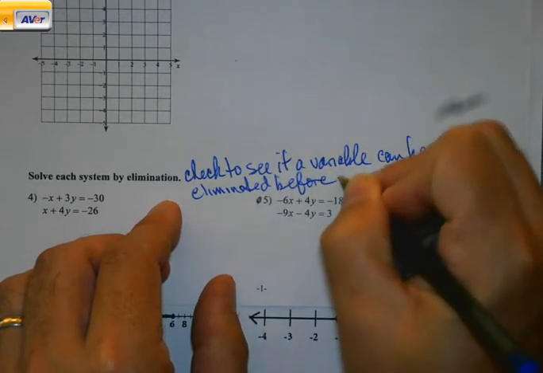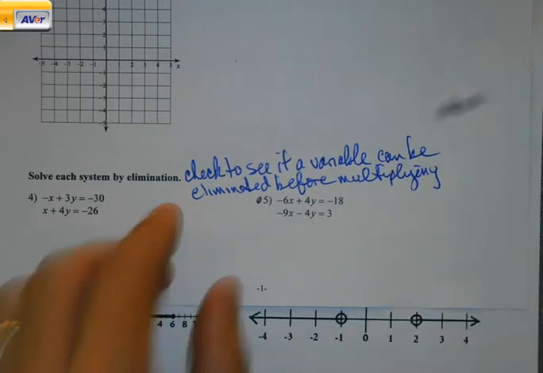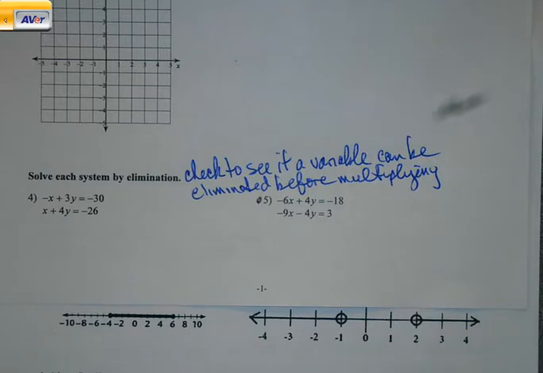before multiplying. Now, does it mean if I don't do this and I just multiply right away that I'll get the wrong answer? No. But sometimes I may get lucky and save myself a lot of work just by taking a quick moment to look and say, hey, if I start adding down right away, will one of the variables disappear? And sometimes it may. So for instance, if I'm looking at number 5, I'm like, okay, negative 6 plus negative 9, that doesn't cancel out.